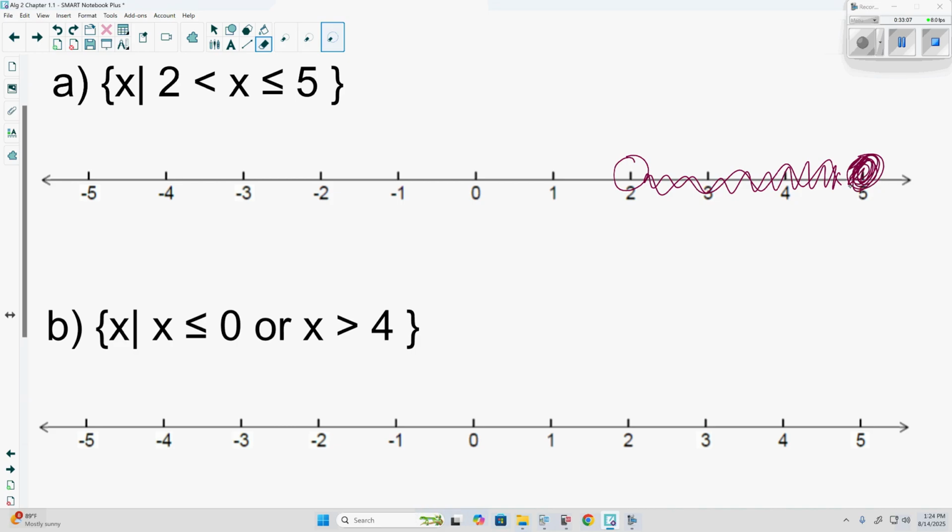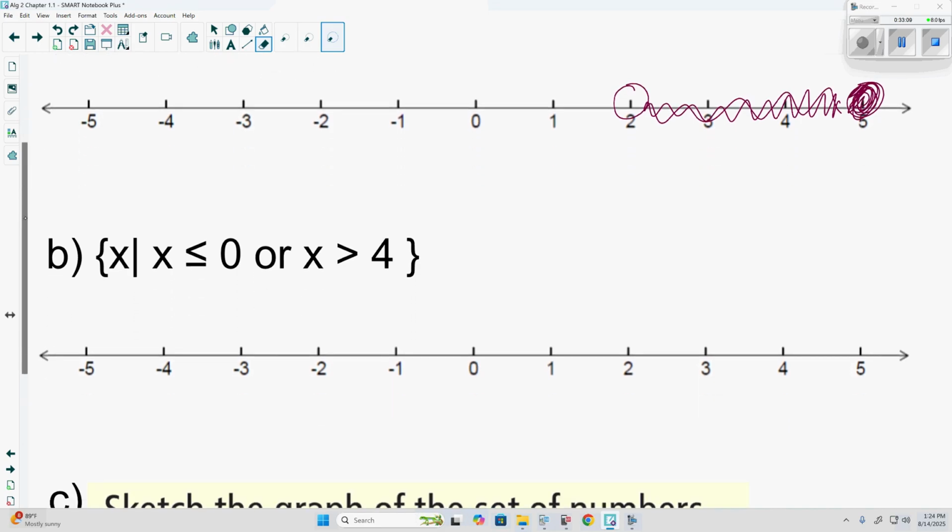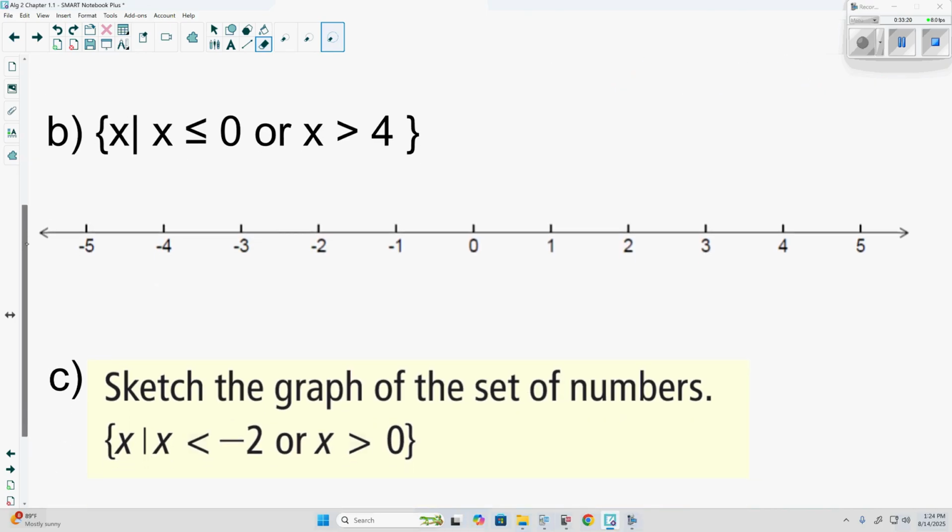Questions on A before we look at B? B, we have an or statement. Or statements mean that one or both can work. Because it says the set of all real numbers x such that x is less than or equal to 0 or x is greater than 4. So we do have 2 points. Or statements we can go on and throw on the number line. Or statements mean one or the other must be true, or both. It is possible for both statements to be true.